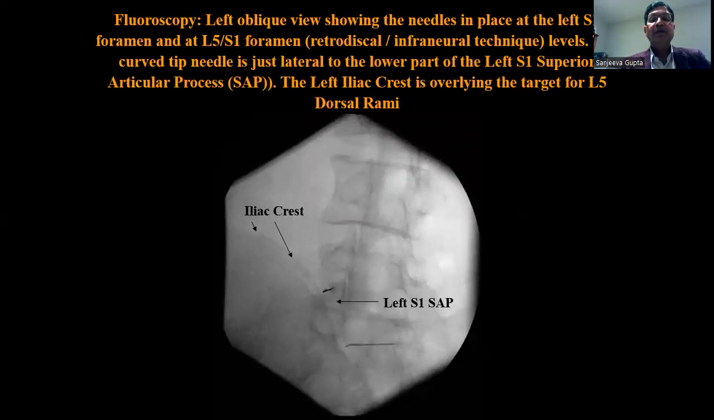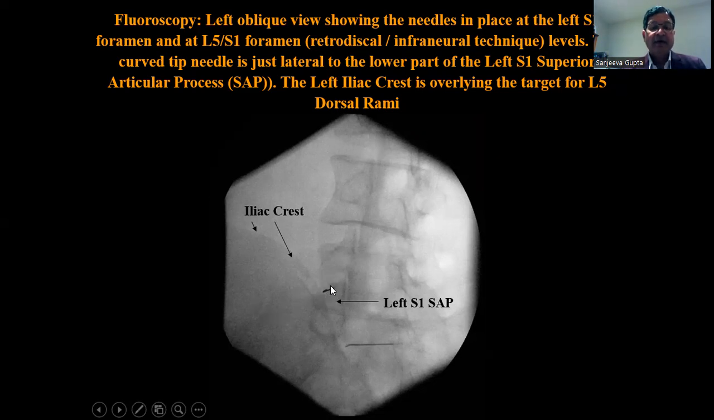Here, left oblique view showing the needle in place at the left S1 foramina and L5 S1 foramina. Here, of course, this S1 needle was placed in an AP view, not in oblique view. And once that was done, I'm trying to place a needle at the L5 S1 level. But in this case, I'm using a slightly different technique. I'm not using the subpedicular technique. That's the L5 pedicle. And I'm using an infraneural retrodiscal technique. Infraneural because it will be below. If the L5 nerve root is going in this direction, it is infraneural. And in the lateral view, using the infraneural technique, it will be just behind the disc, actually. So it's called the infraneural or retrodiscal technique.